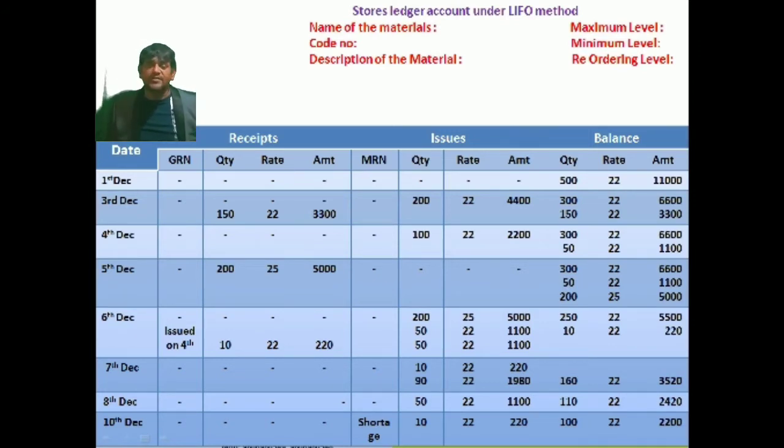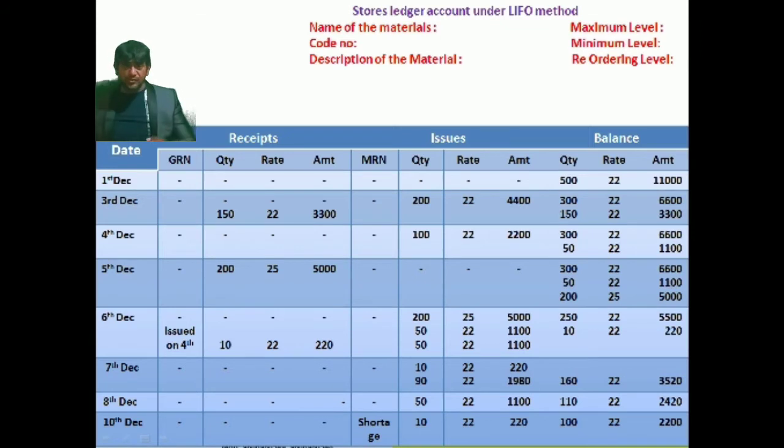So on 6th December, there is an issue of 300 units. First we are supposed to give 200 units at rupees 25 per unit. On 6th December, go to the issue column, 200 units at rupees 25 per unit. So the amount comes to 5,000 rupees. Since I am supposed to issue 300 units, take the immediate next 50 units at rupees 22 each, 1,100.